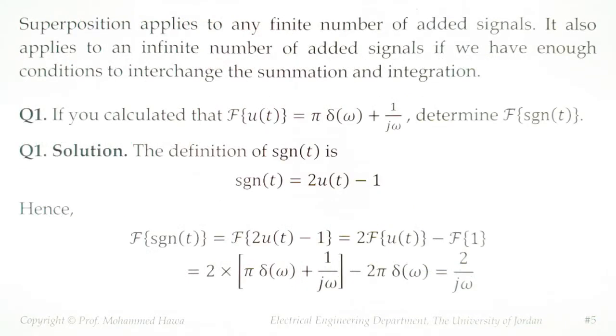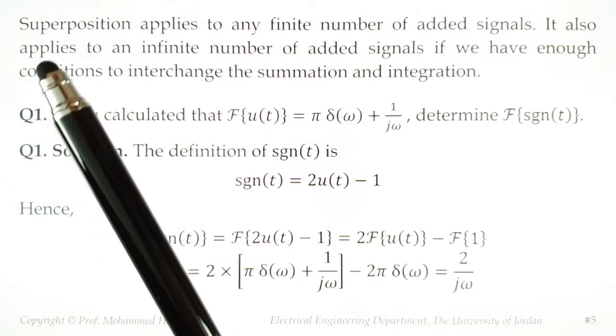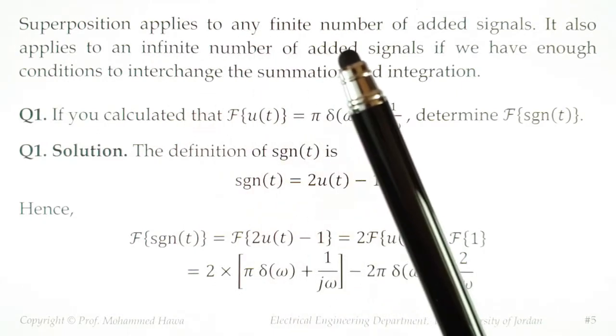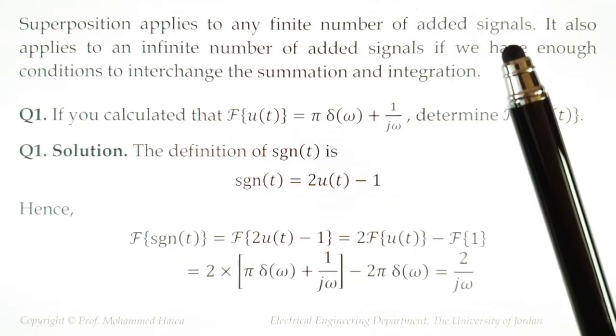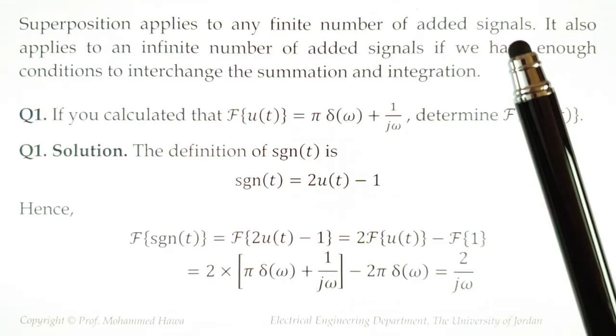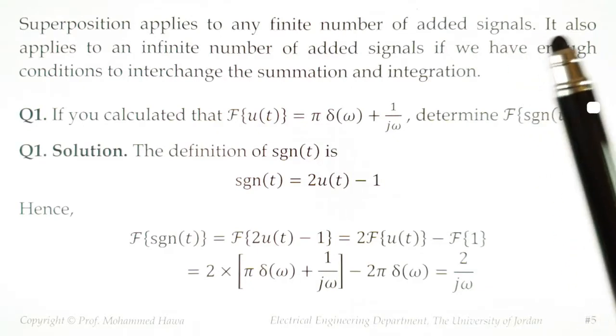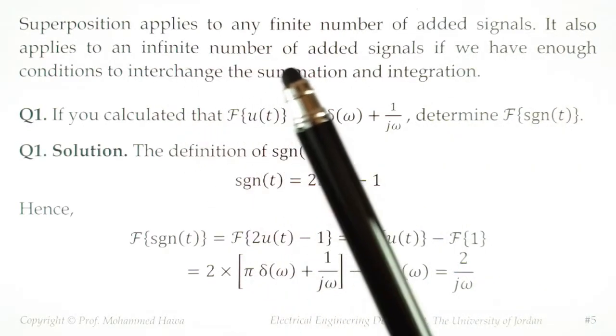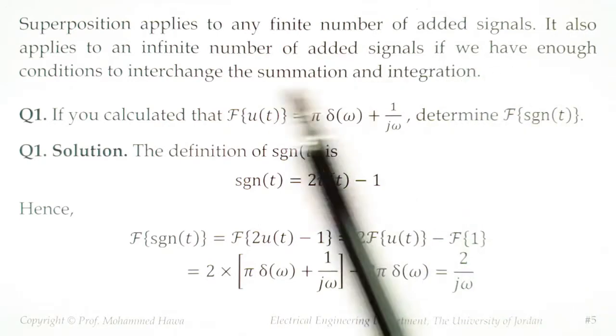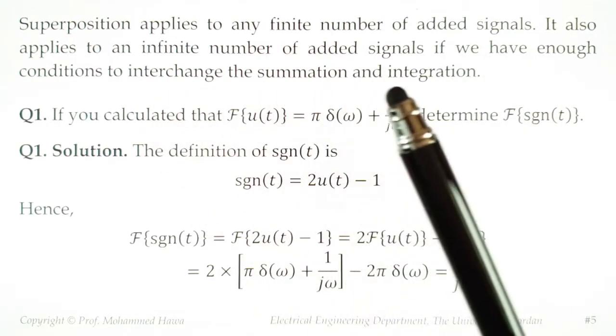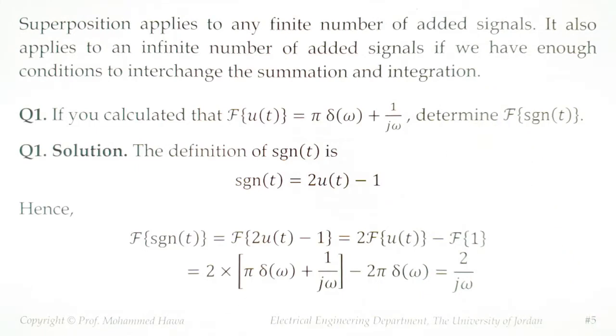Before we go through this example, please keep in mind that superposition applies to any finite number of added signals. You could add 2 signals, 3 signals, 5 signals, 10 signals. It also applies to an infinite number of added signals if we have enough conditions to interchange the summation and integration. God willing, I'm going to show you an example later on where I apply this superposition property on an infinite number of added signals. However, for now, let's keep it simple.